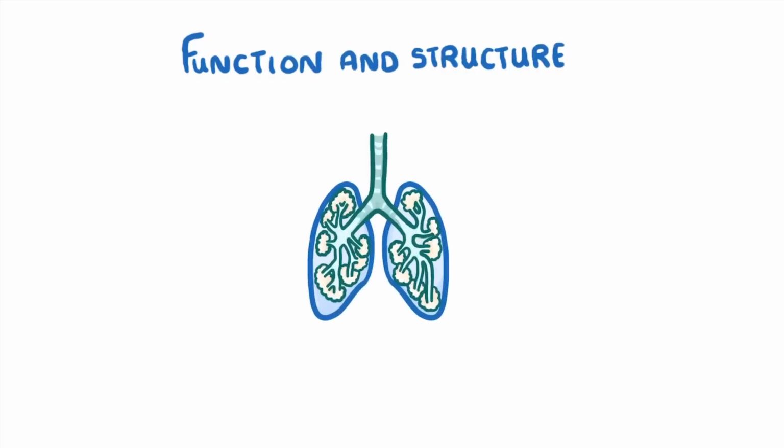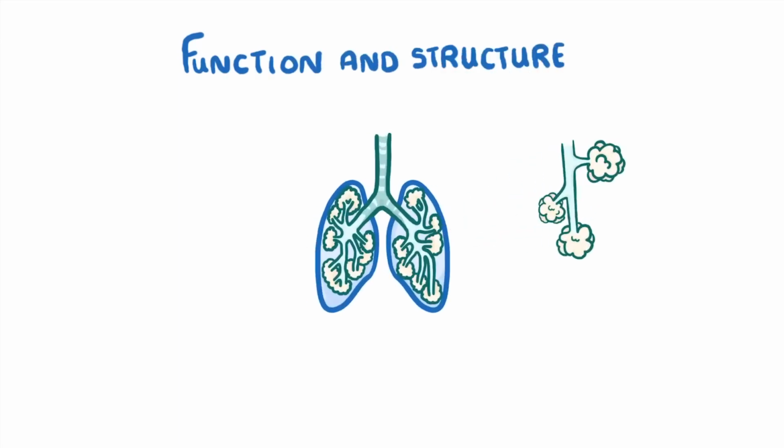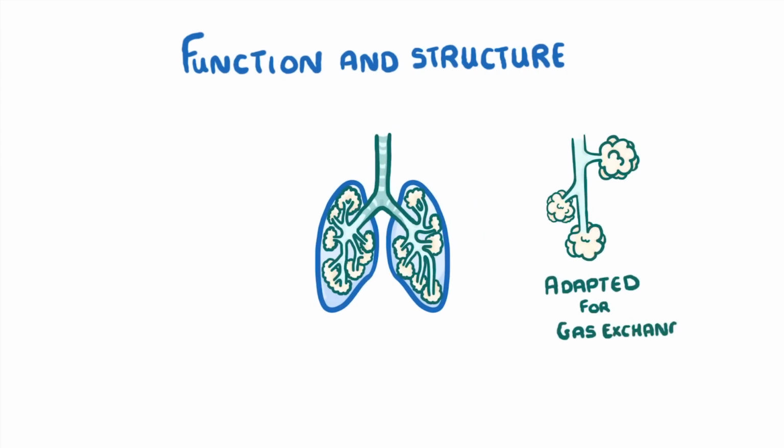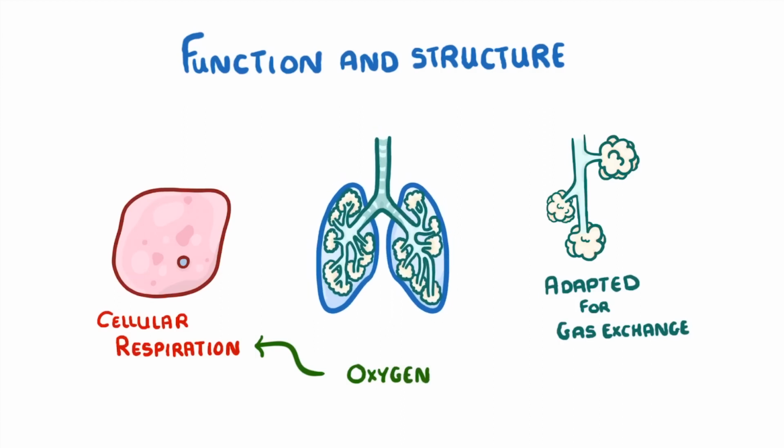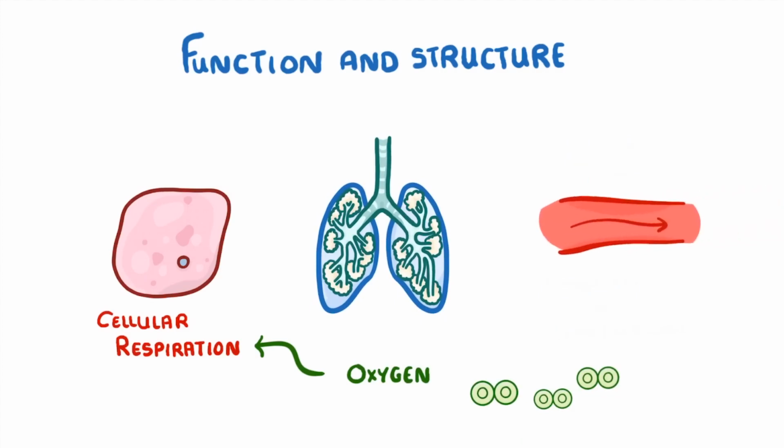In this video, we're going to look at the function and the structure of the lungs, and at how the alveoli are adapted to carry out gas exchange. In order to get the energy that they need to function, all of our cells must carry out the process of cellular respiration. And for that, they need oxygen. And this is where the lungs come in. Their role is to get the oxygen that we need from the air all around us into our bloodstream, where it can be transported to the rest of the body.